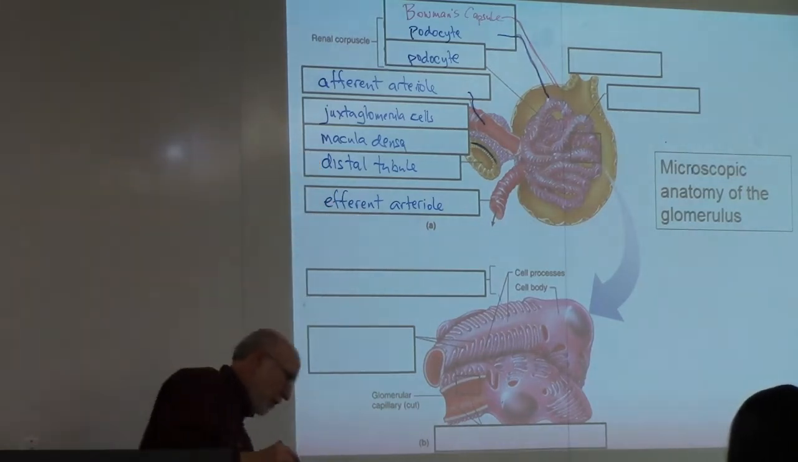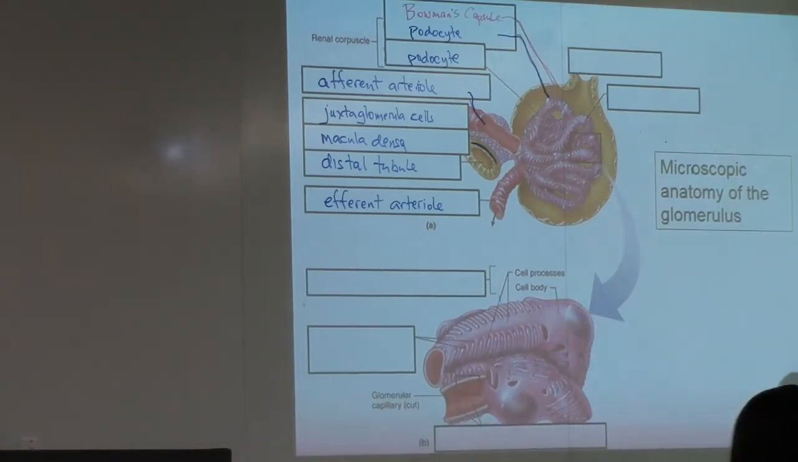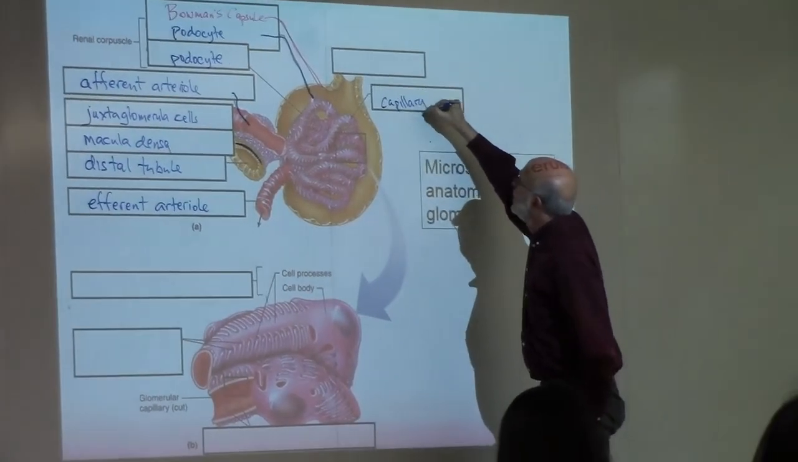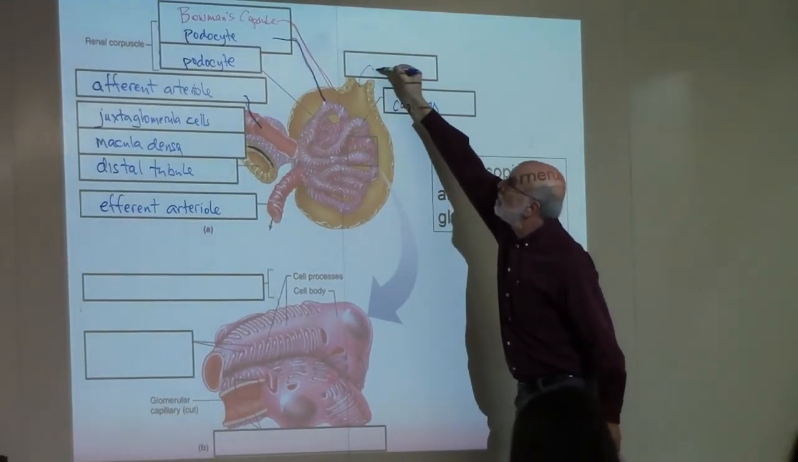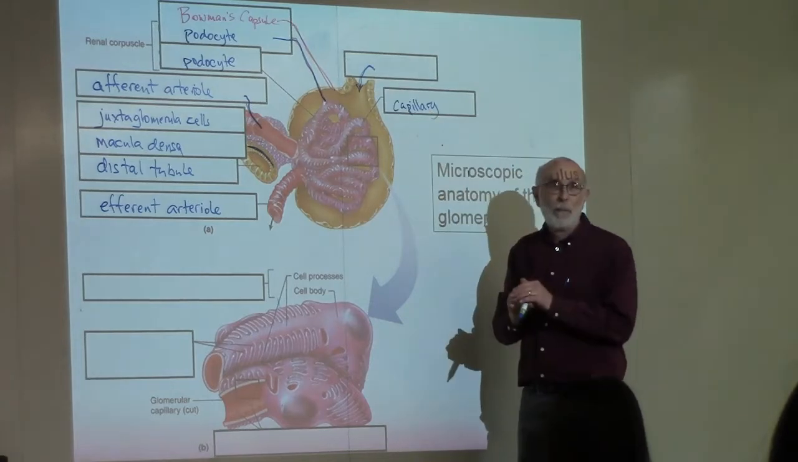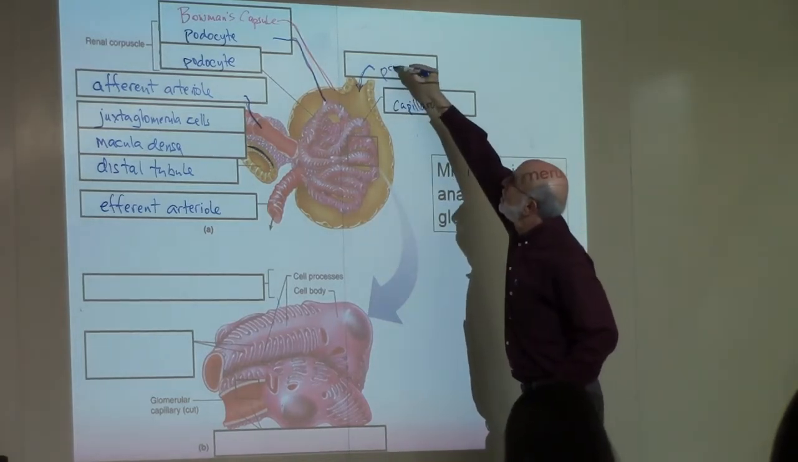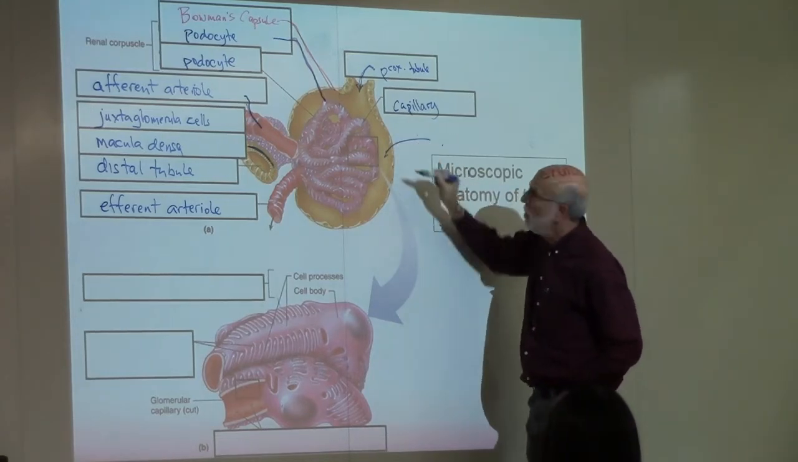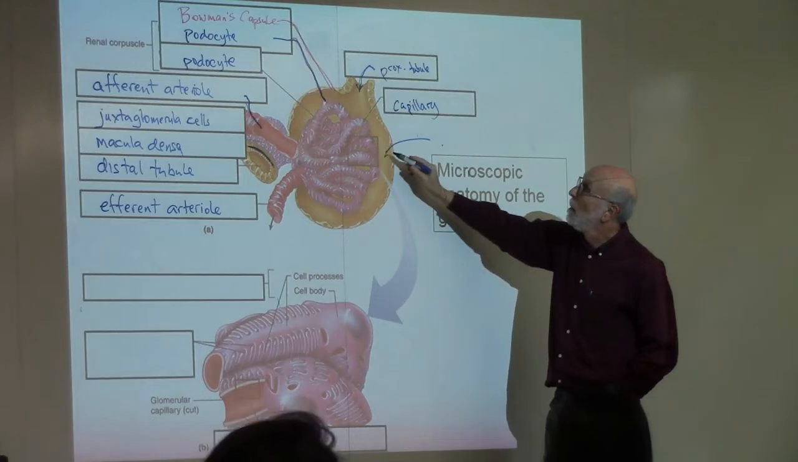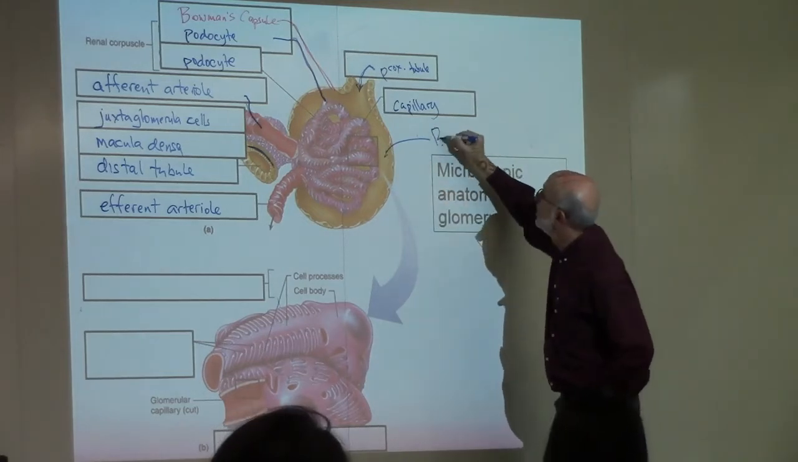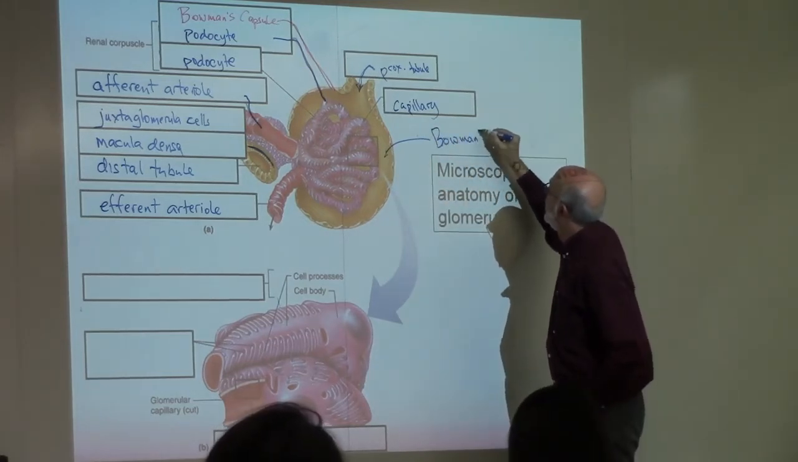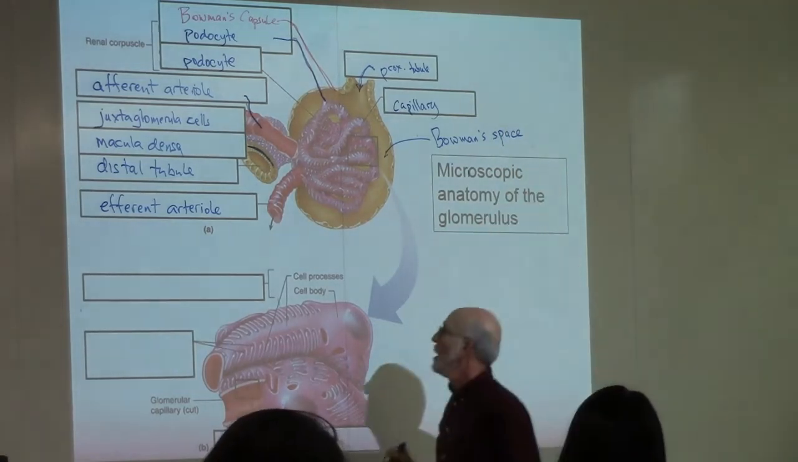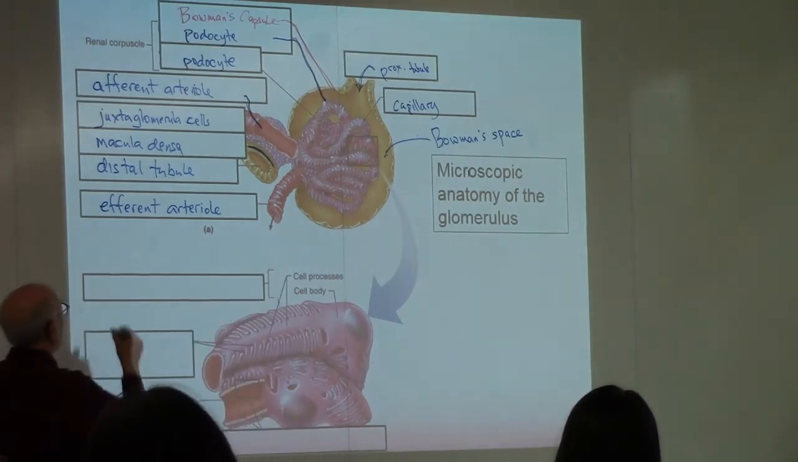All right, let's finish up. Let's go over here. This is just pointing to a capillary, a glomerular capillary. And what is this? This is pointing to this thing right here, the proximal tubule. And if we wanted to label this part right here, what would we call that? Bowman space. Okay, so this is a podocyte.